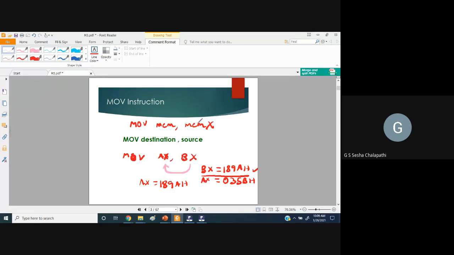You can't move data from a memory into a memory directly. You can have a combination of a register and memory, but you cannot have a move from memory to memory. We'll see a little more about this.